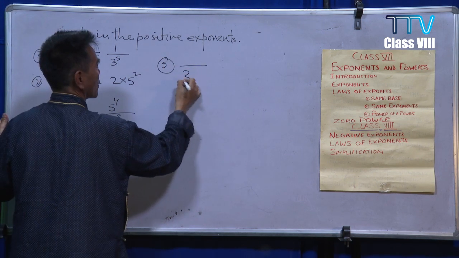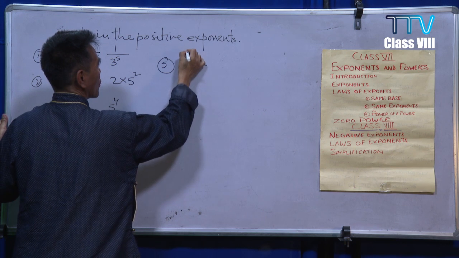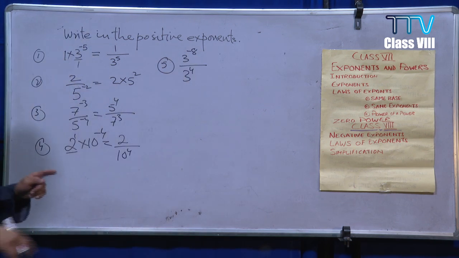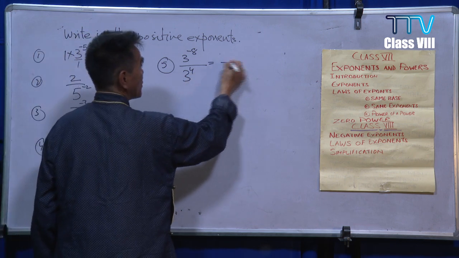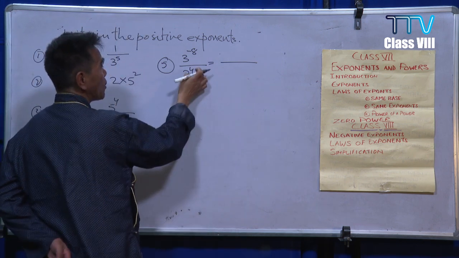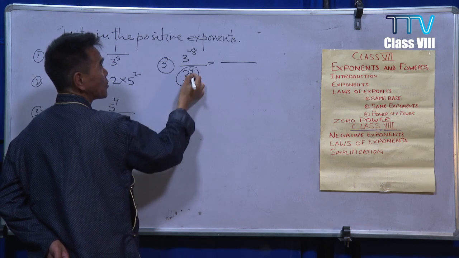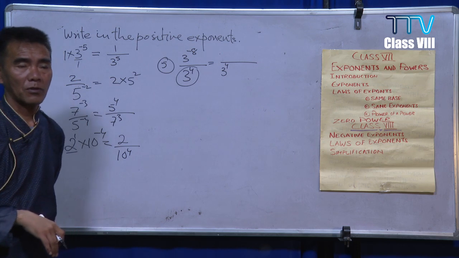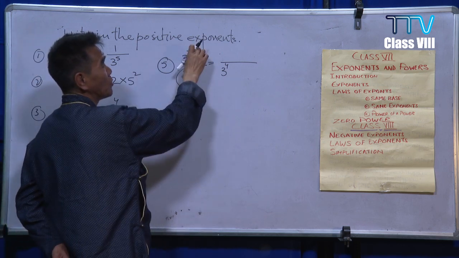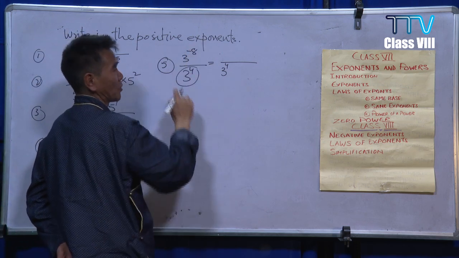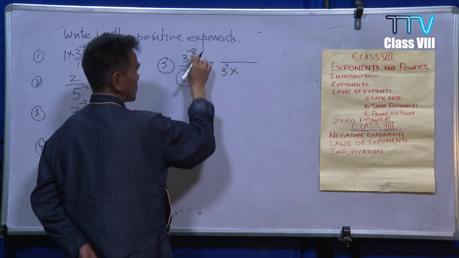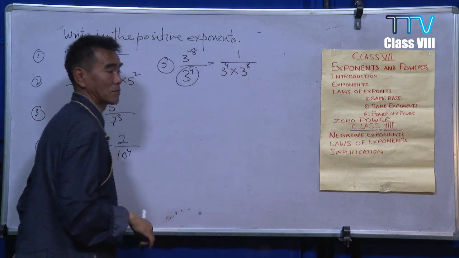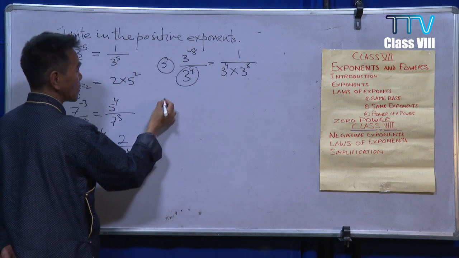Okay. Simplify, negative to positive change. The numerator and the denominator 3 raised to power 4, positive. The numerator, you write 1.